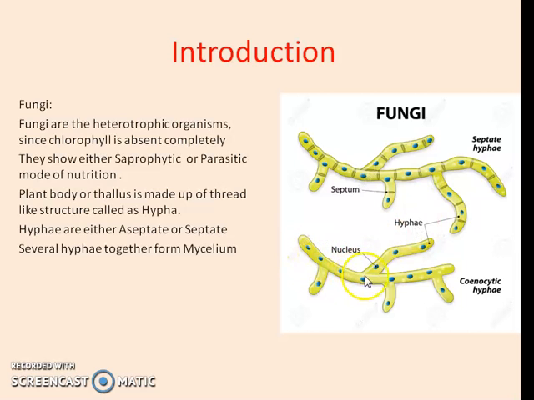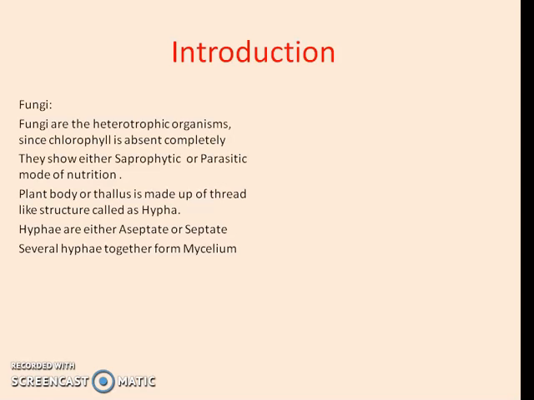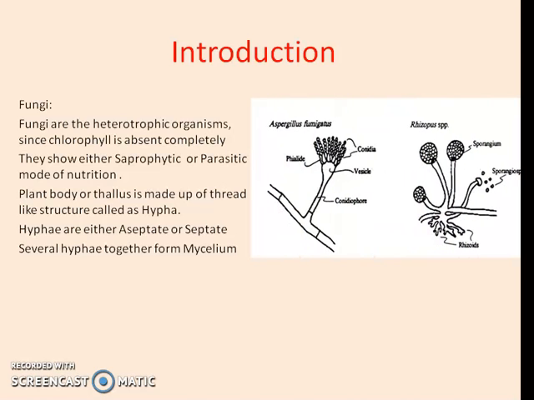In the second diagram, as you can see, the hyphae are not with any septum, so they are called aseptate hyphae, or even cenocytic hyphae, where the cytoplasm and nuclei are free flowing within the hypha. So these are typically two types of hyphae we generally observe in fungi. In this diagram, for you to understand, in Rhizopus, the fungus we have studied, you will find cenocytic hyphae, and in Aspergillus, you will find the septate type of hyphae.